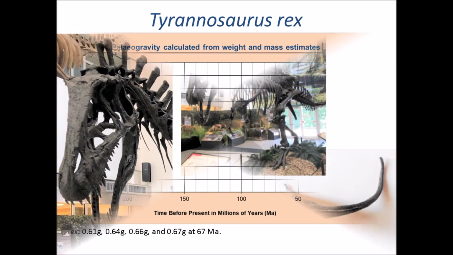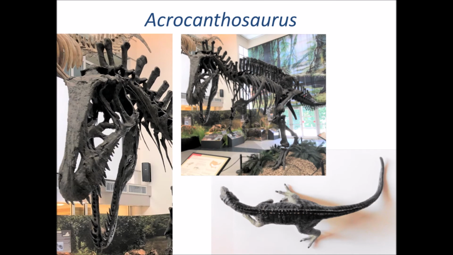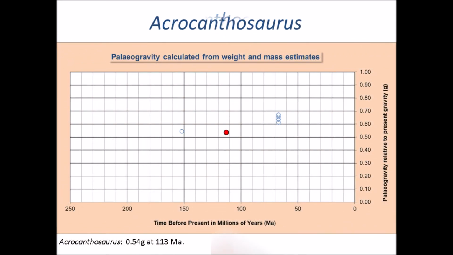The next dinosaur I decided to look at was Acrocanthosaurus. Although this dinosaur is about the same length as T-Rex, it is a lot less massive because its body is more narrow. Acrocanthosaurus produced a paleogravity estimate of 0.54g at around about 113 million years ago.